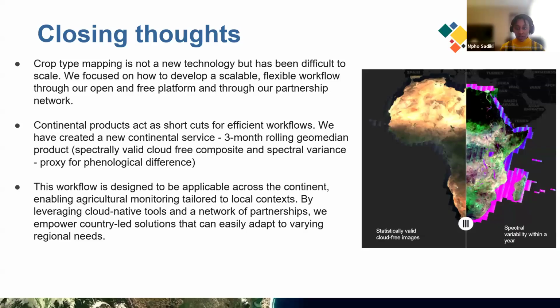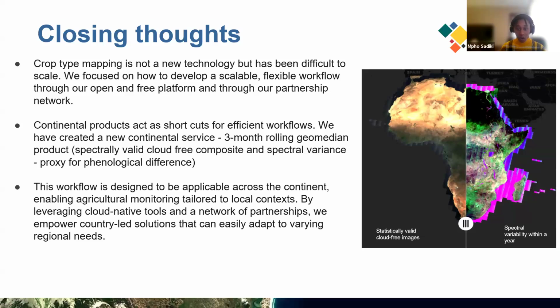So I would just like to say, although crop type mapping is not a new technology, it has always been difficult to scale. And the fact that we now have the ability to develop a flexible workflow through an open and free platform, and also leveraging our partnership network, it just shows the power of cloud native geospatial data and the ability to scale and also transfer to different parts of the continent.